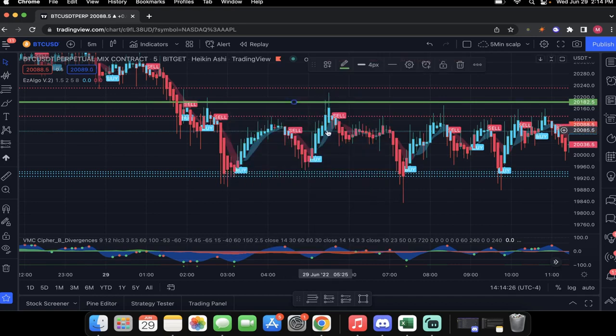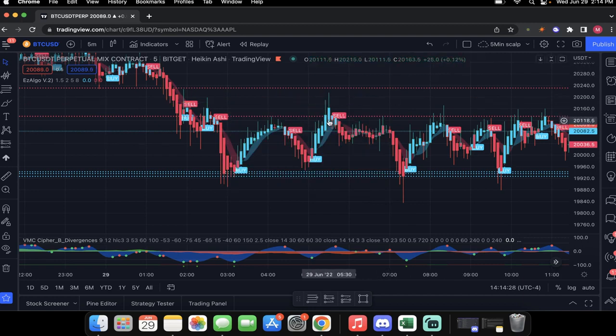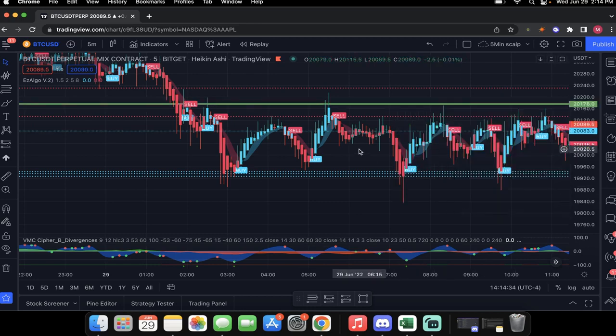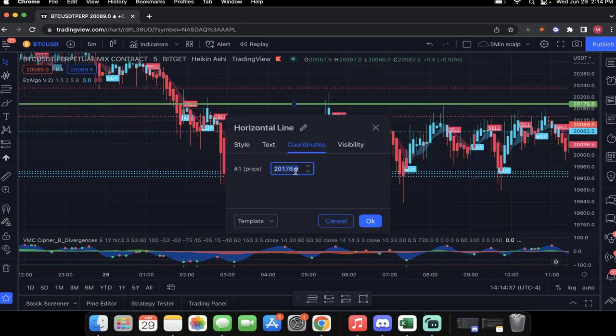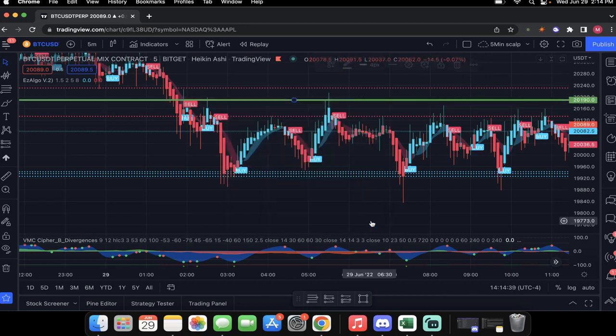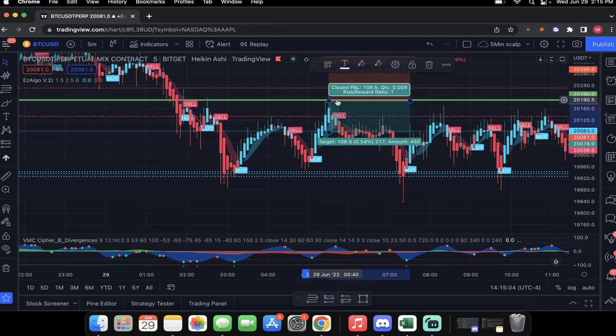What did I say that was? 21.90. So right there it is. I'm catching the swing failure at 21.90. Now, let's look what happens here. We called our swing failure. We're in between two resistances, but we went above this resistance. I'm catching the swing failure on this candle right here. So we get in right there.